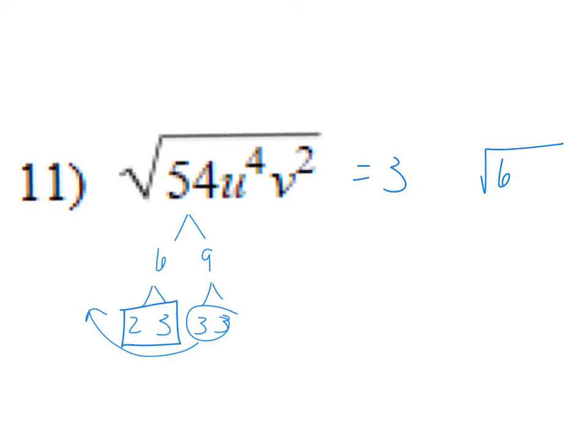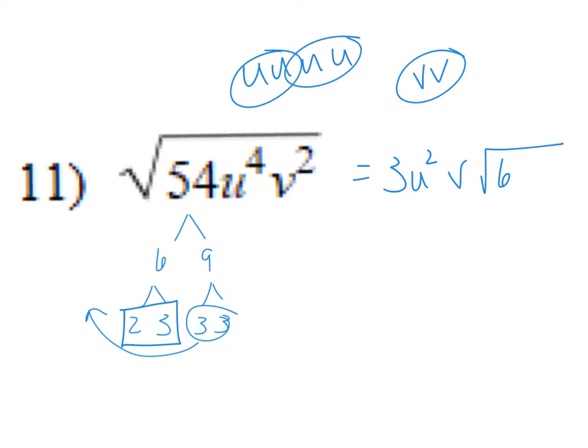Okay, now u to the 4th, if I think about that guy, I have 2 pairs. So I've got a u squared on the outside, no u's left on the inside. V squared, I've got 2 v's. They both move out. So I have 1 pair on the outside and no v's left on the inside. So that's your answer.